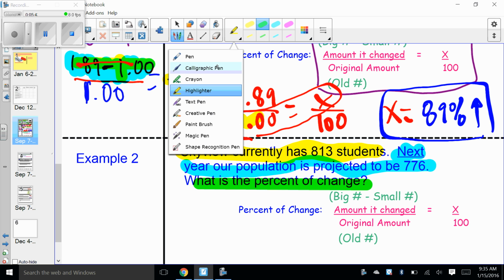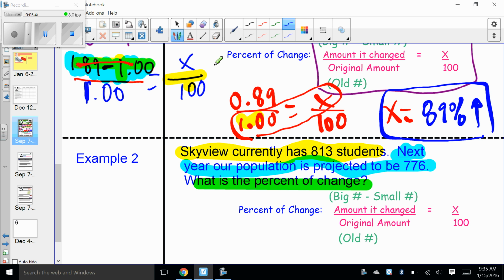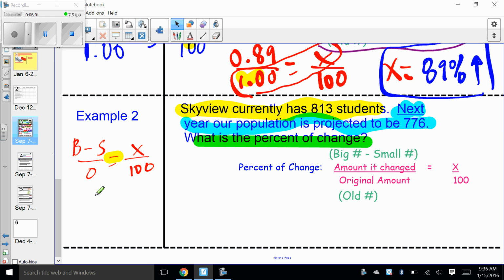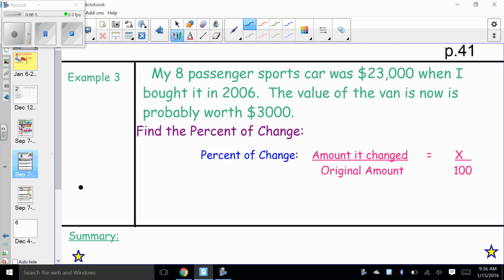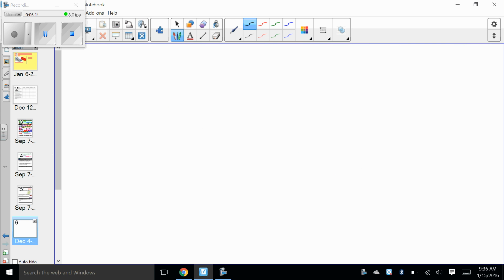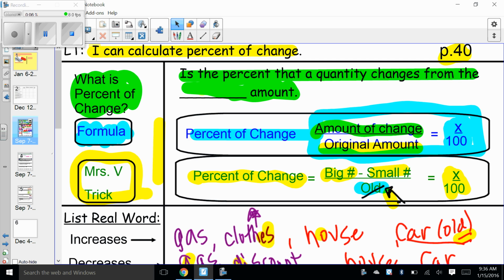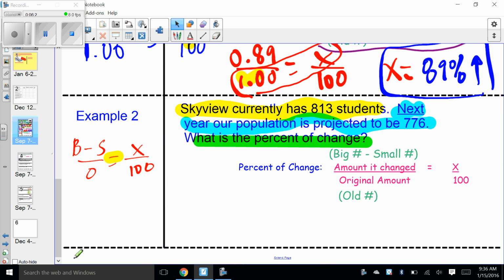So we're going to do B minus S over O is the percent. What percent on the right side? B is big minus S is small over the old, or the original thing that happened. So we have B minus S over O is equal to what percent? Of our numbers, the biggest number that I have here is 813. So we're going to put 813 in that big spot.